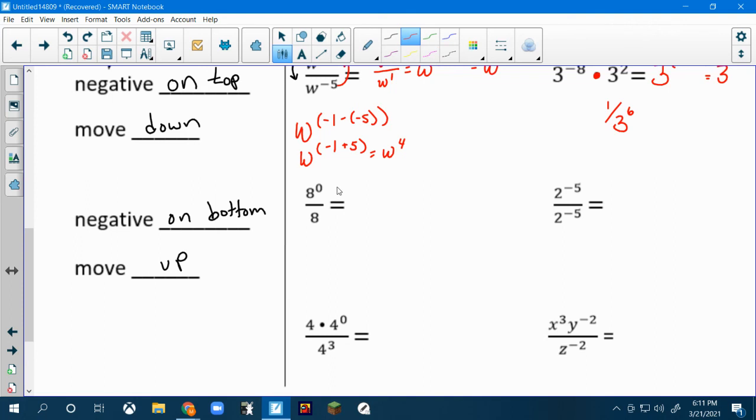And let's keep going. 8 to the 0. If you remember from our rules, 8 to the 0 just equals 1. So this equals 1 over 8. And that's it.